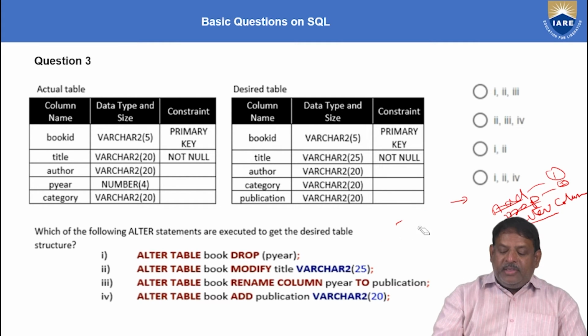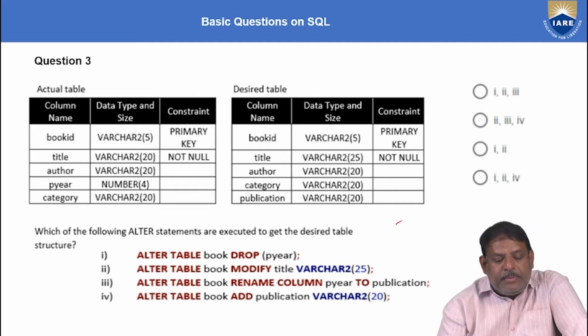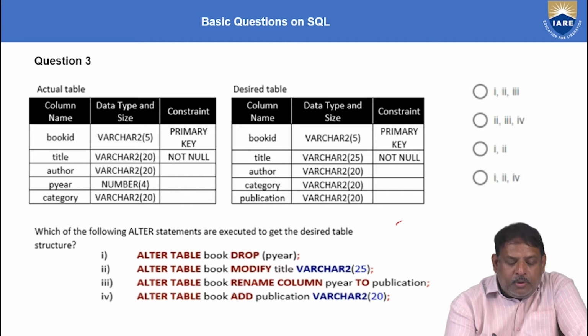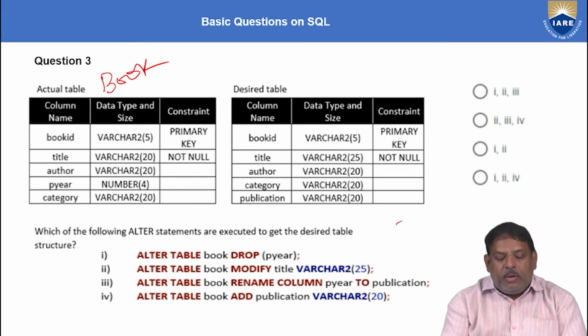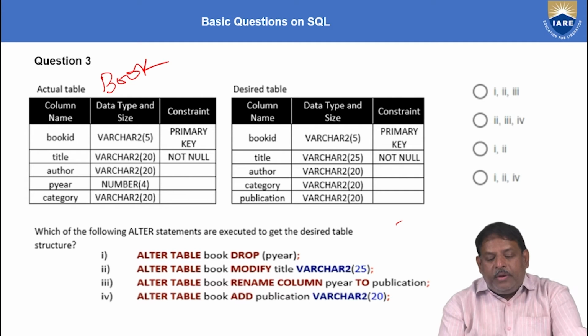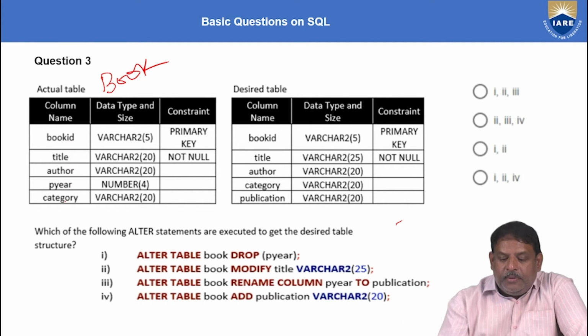Now we'll see the question here. This is the actual table. A table is there, and the table name is book. Initially, while creating, this is how the table is. The table has column names book ID, title, author, year, category.